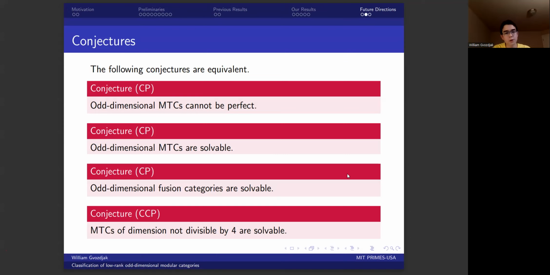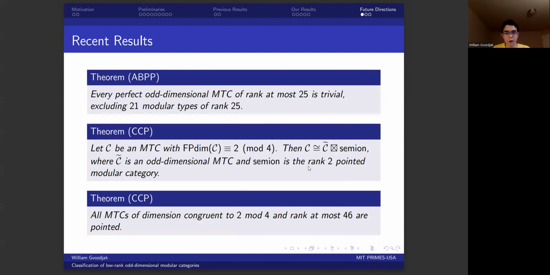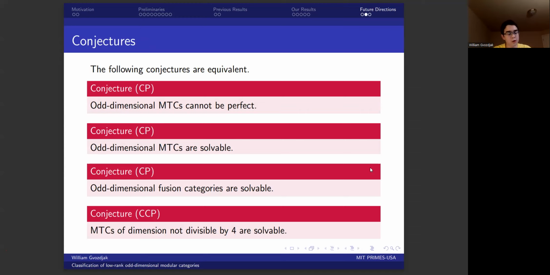Finally, if we also use this last result, that modular categories of FPDIM 2 mod 4 can be factored into an odd-dimensional modular category and semion, then this conjecture is equivalent to showing that modular categories of dimension not divisible by 4 are also solvable. Carrying future research in this direction would be really interesting. Any progress on that would be very cool to see, because it would continue the classification of those ranks that were left open.